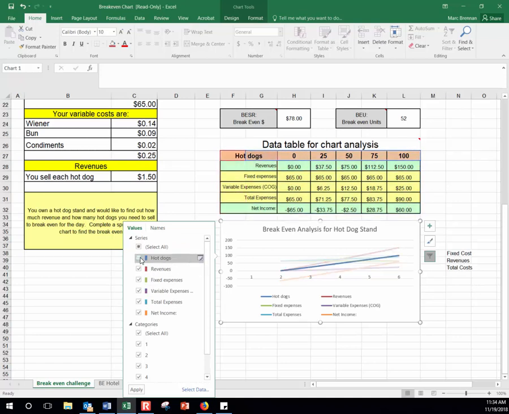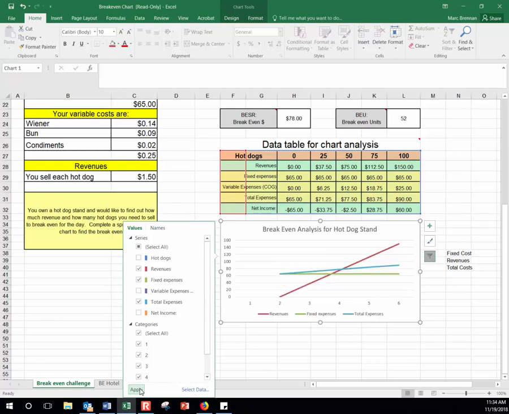So do we need hot dogs? No. Revenues? Yes, we do. Fixed expenses? We do. Variable expenses? We do not need, so we check it off. Total expenses we need, and net income we don't need. Okay, so these are the only three that we need. If we hit apply, our chart starts to look a bit better. Okay, we're still not quite exactly where we need to be, but it starts to look a bit nicer.